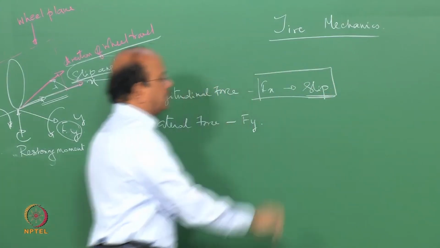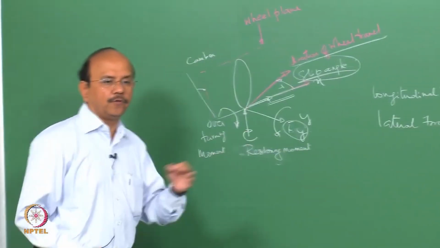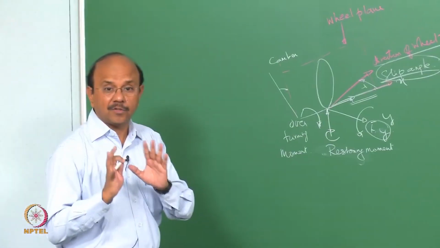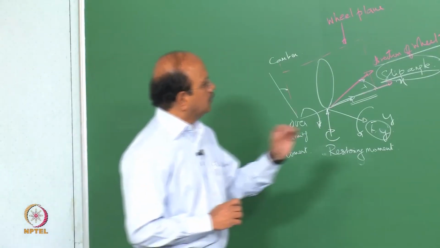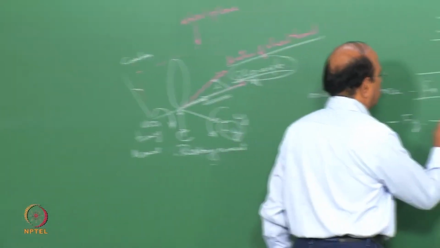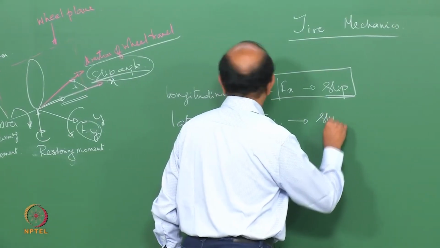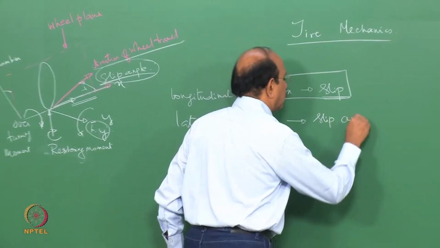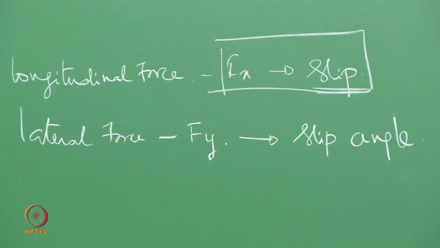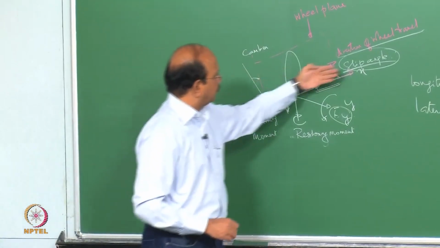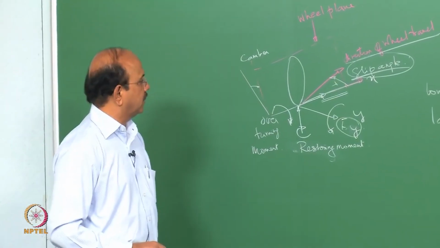So there is a relationship between a longitudinal force and what is called a slip. What is called a slip? I'm going to define that slip carefully as we go along. So we have a lateral force Fy, and that is due to what is called the slip angle. In other words, when the lateral force does not exist, the slip angle does not exist, and the direction of travel is along the x direction.